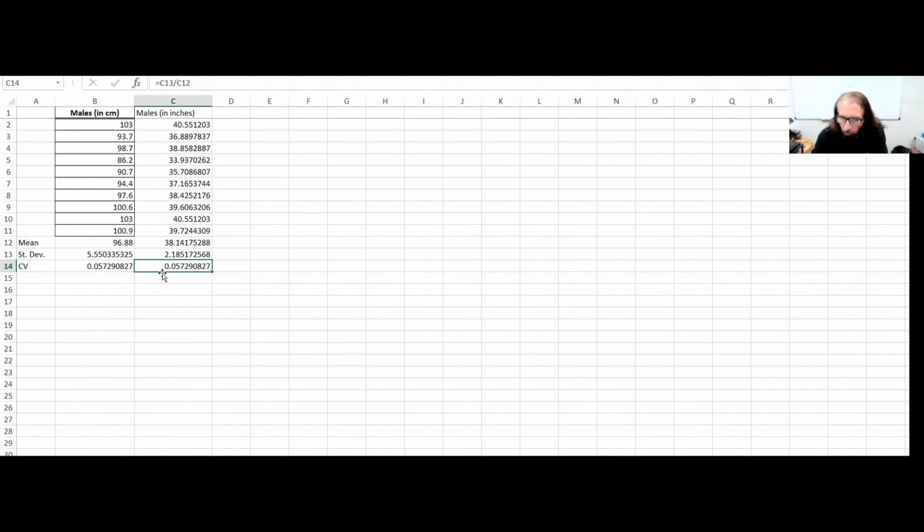So although when comparing two different groups we can get a different sense of which one has more dispersion, when it comes to changing the units in which something is measured, we get the same thing.